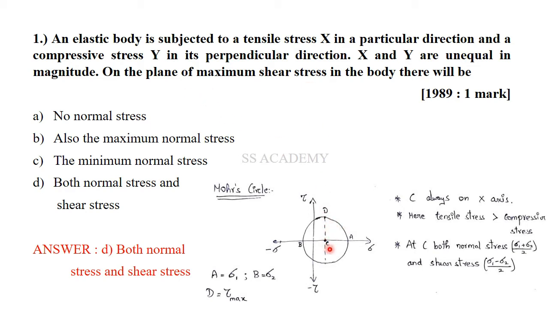Here you can see that C has a small value of tensile stress from the origin. From the origin you have to calculate. It is a small normal stress whose value is equal to (sigma 1 plus sigma 2) by 2. This is a general formula for calculating the center point of a Mohr circle. And the maximum shear stress is (sigma 1 minus sigma 2) by 2, which I have mentioned here, tau is equal to tau max. So both shear stress and normal stresses are acting. Generally, when X and Y are of unequal magnitude, on the plane of maximum shear stress we will have both normal stress and shear stress.